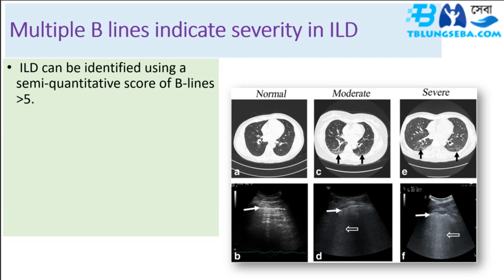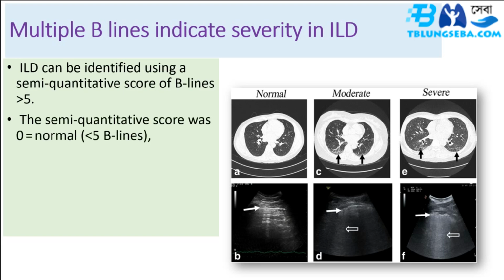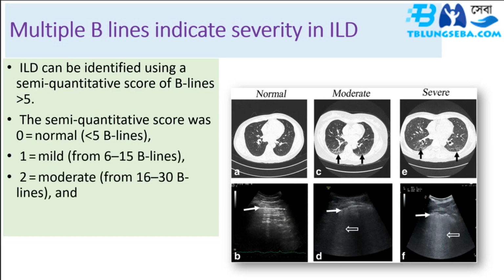ILD can be identified using a semi-quantitative score of B lines. The semi-quantitative score was: 0 equals normal, 5 or fewer B lines; 1 equals mild, from 6 to 15 B lines; 2 equals moderate, from 16 to 30 B lines; and 3 equals severe, more than 30 B lines.